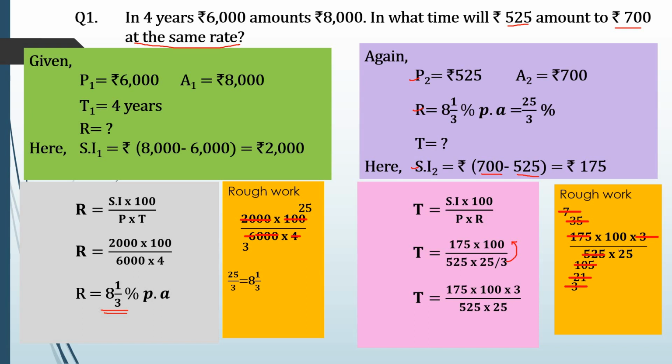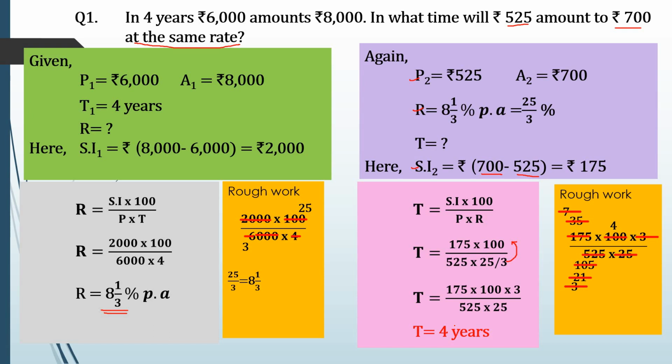Now we are left with 100 divided by 25. So 25 1s are 25 and 25 4s are 100. So therefore we can write the time is 4 years. So this time 4 years is the time in which rupees 525 will amount to rupees 700 at which rate? 8 1/3% per annum. So this is how from the two given conditions we solve the question.